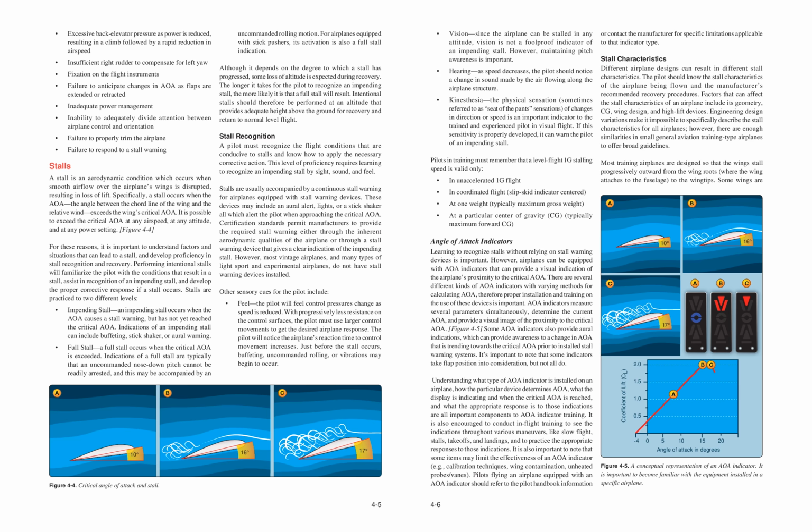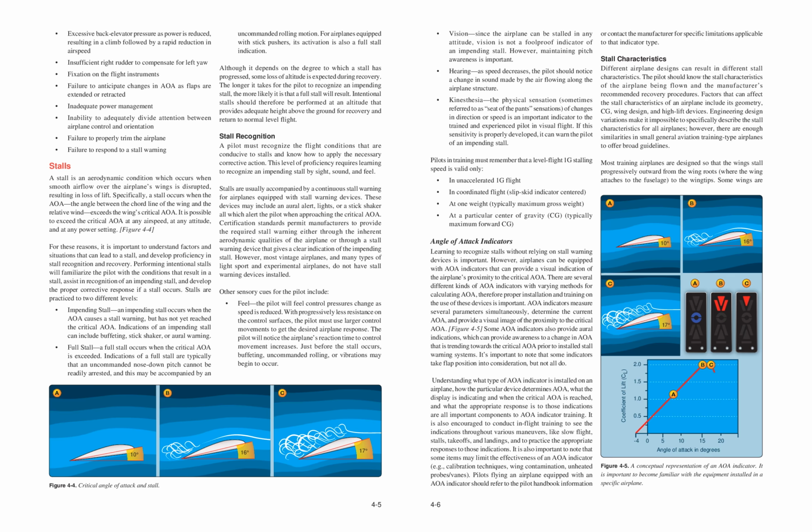Indications of a full stall are typically that an uncommanded nose-down pitch cannot be readily arrested, and this may be accompanied by an uncommanded rolling motion. Although it depends on the degree to which a stall has progressed, some loss of altitude is expected during recovery. The longer it takes for the pilot to recognize an impending stall, the more likely it is that a full stall will result. Intentional stalls should therefore be performed at an altitude that provides adequate height above the ground for recovery and return to normal level flight.